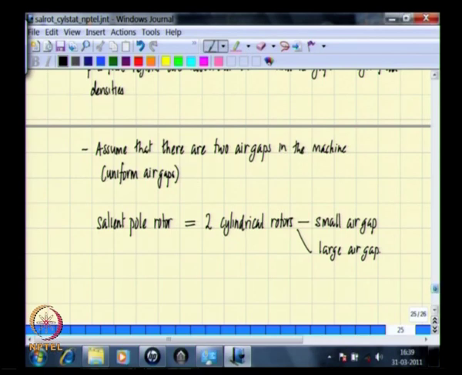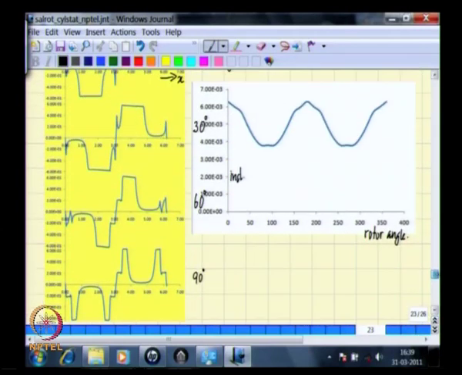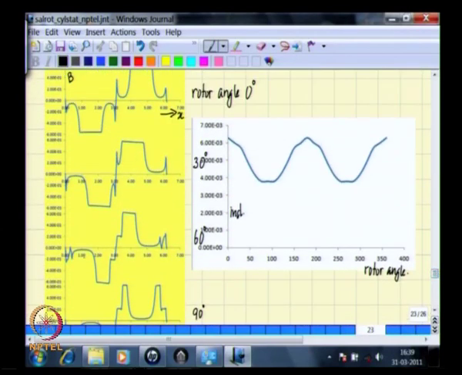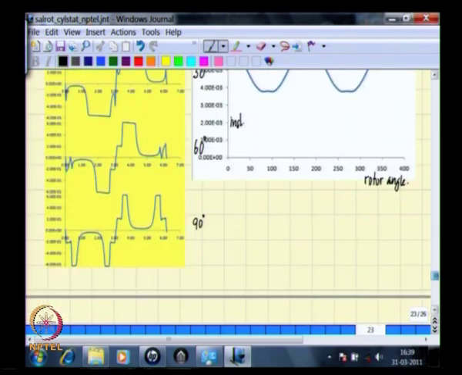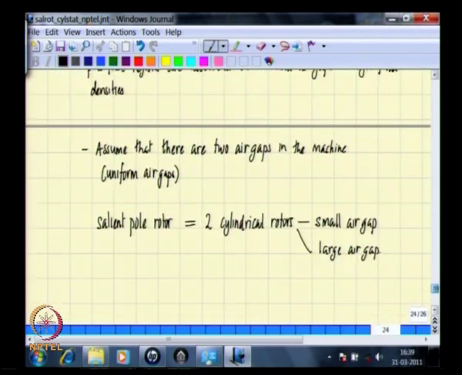We further note that interpolar regions are always associated with large air gap and low flux density. Pole face regions are associated with small air gaps and high flux densities. Therefore, the small air gap equivalent is representative of the pole face regions. The large air gap rotor is representative of the interpolar region.